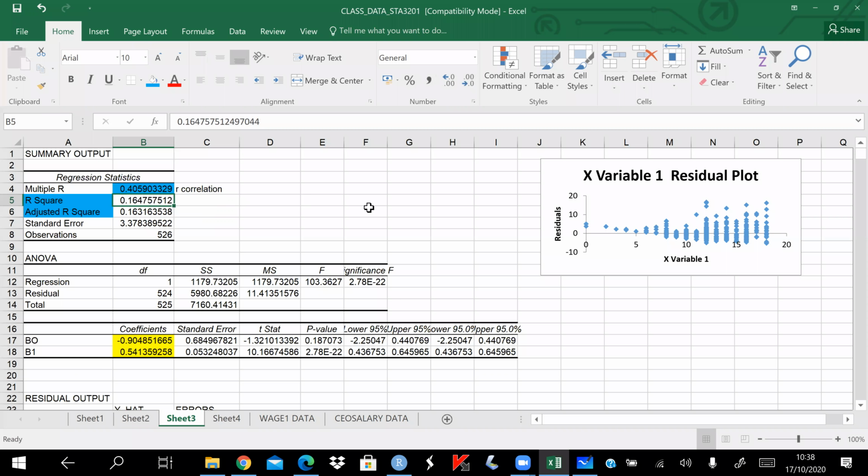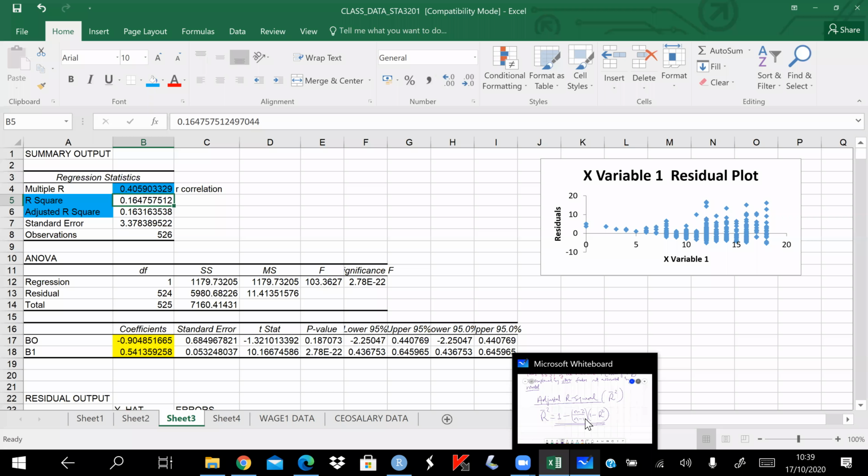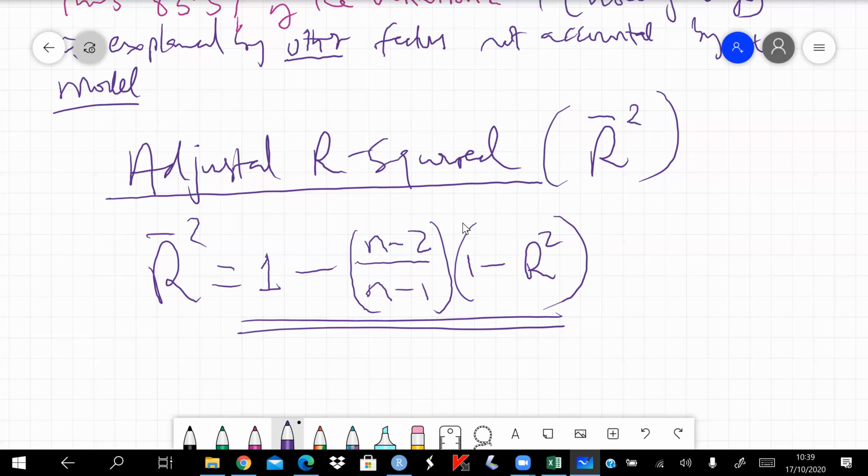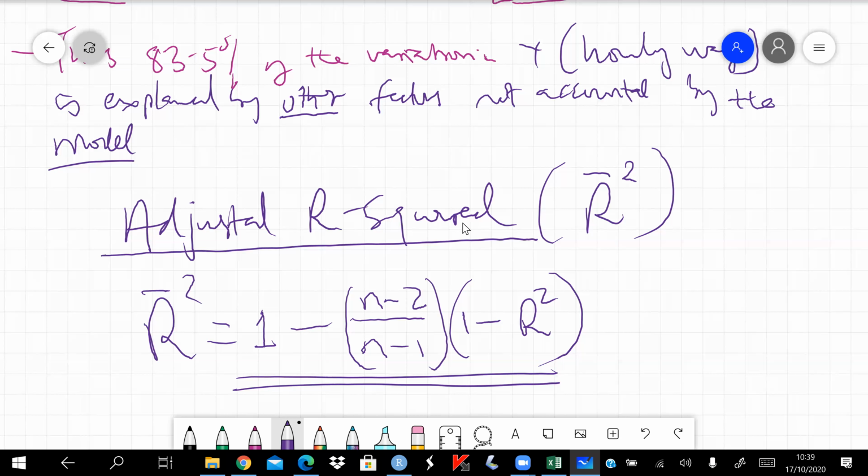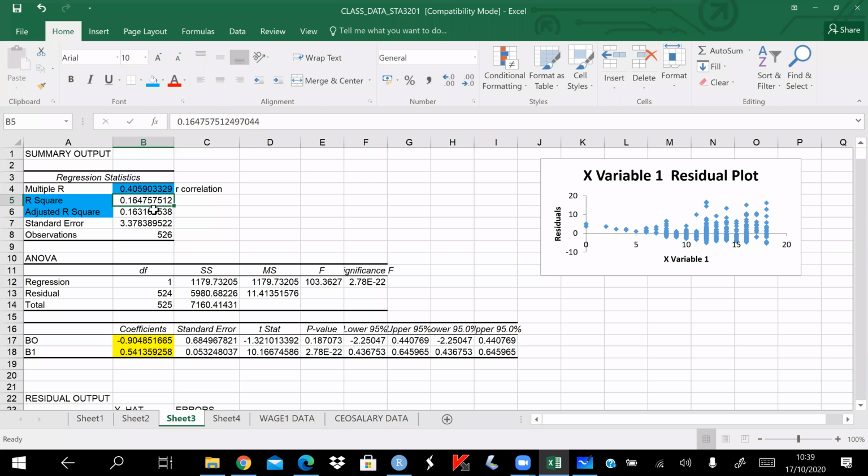So you just need to obtain your value of R squared using the formula that we have seen up there. Then you adjust it using this new formula. You can use the previous example to compute the adjusted R squared, and the answer that you expect to get is 0.163, and so on and so forth.